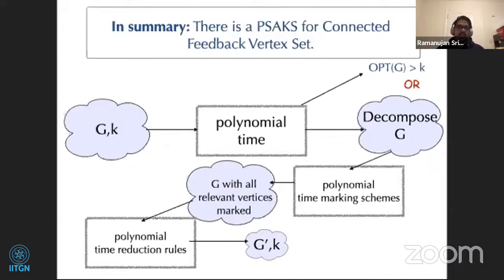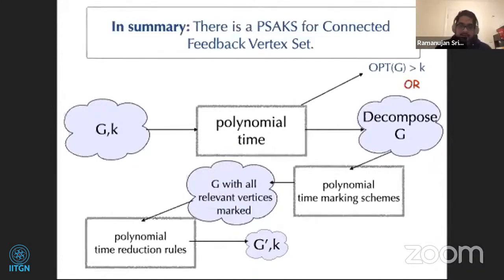And of course, the ultimate objective would be to push this all the way to the connected F deletion problem for any fixed F. But that is, of course, quite a long way away, and we need to understand many other easier families of forbidden minors before we get to something at that level. So if you're interested in open problems, here is one: a PSAKS for connected deletion to bounded tree width graphs for any fixed tree width.